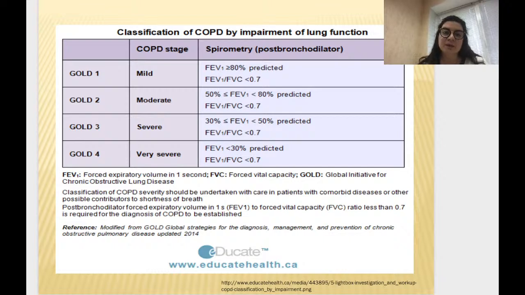GOLD 2 is moderate, when expiratory volume in the first second is from 50 to 80%. Severe, or GOLD 3, is when forced expiratory volume in the first second in spirometry is from 30 to 50%, and GOLD 4 is when forced expiratory volume in the first second is less than 30%. And for GOLD 2, 3, and 4, the relation between FEV1 and FVC is less than 0.7.